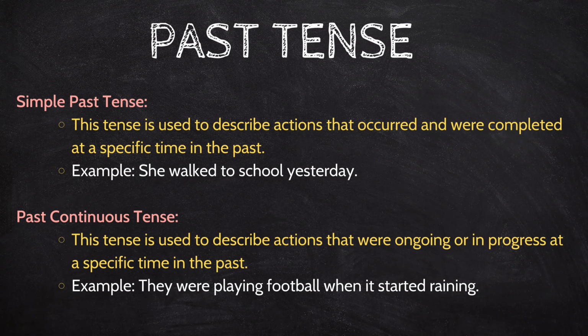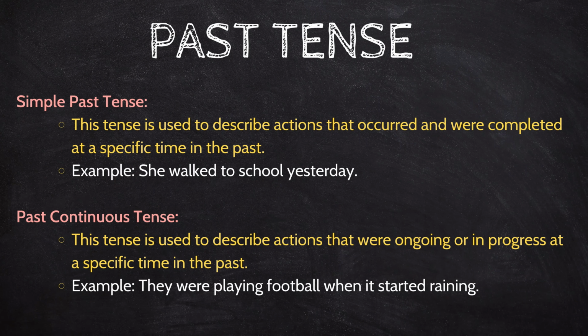Past tense. Simple past tense is used to describe actions that occurred and were completed at a specific time in the past. Example: she walked to school yesterday. Past continuous tense is used to describe actions that were ongoing or in progress at a specific time in the past. Example: they were playing football when it started raining.